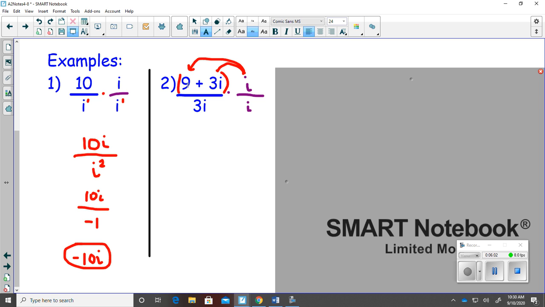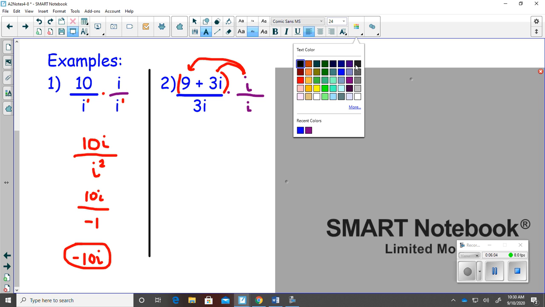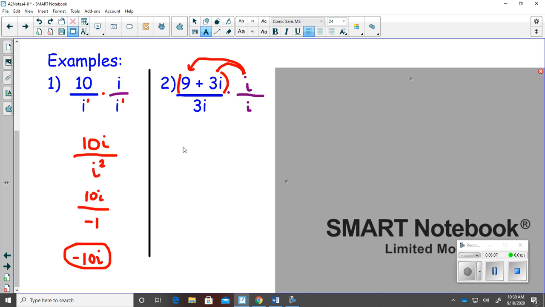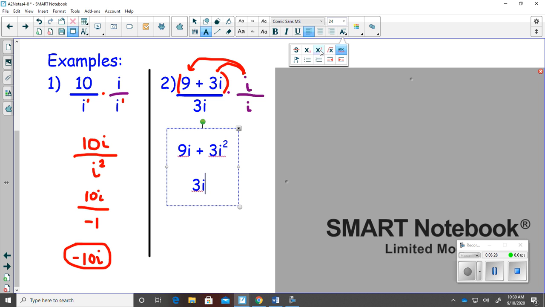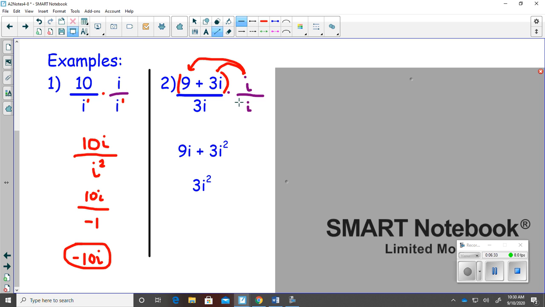Okay, so we're going to multiply the top by i, and to do that, you're going to end up getting a 9i plus 3i times i is 3i to the second power. And then in the denominator, 3i times i is 3i squared. Okay, so this is the first step. After we multiply the top by i and the bottom by i, this is what we're left with.